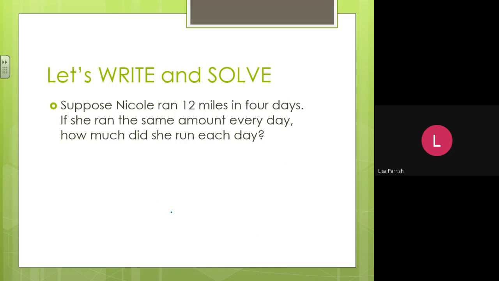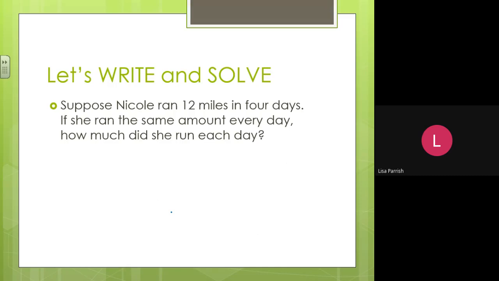So let's look at this. Think about that. We're going to do a multiplication equation. So that's part of figuring out what to do: knowing what operation to do. Since we're doing multiplication equations, we know that we're going to write a multiplication equation. So let's look at this problem.